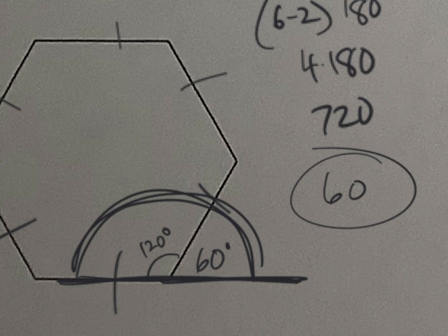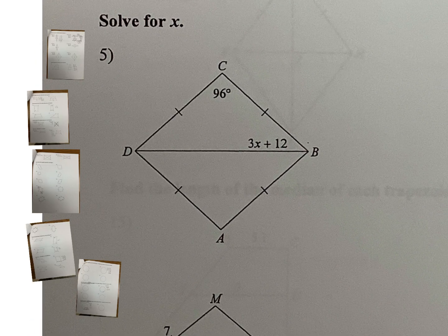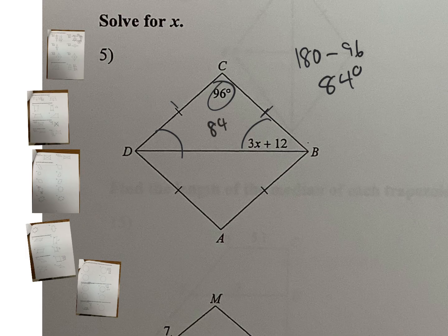All right. Okay, so now we're going to go back and answer some questions. We're going to go to number 5. So on number 5, how do we do it? Again, this is 96 degrees. It's isosceles, which means the angles are the same. So we got to figure out what that angle is. So you still take 180 minus 96, and you get 84 degrees. 84 degrees to be split evenly to those two. So 3x plus 12 must be equal to 42.